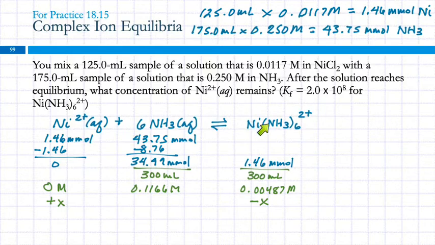So I'm going to take some of this and recreate these guys. So if I lose one of these, how many of these do I make? 6. So this is going to be plus 6x. So I end up at equilibrium with x, 0.1166 plus 6x, and 0.00487 minus x.